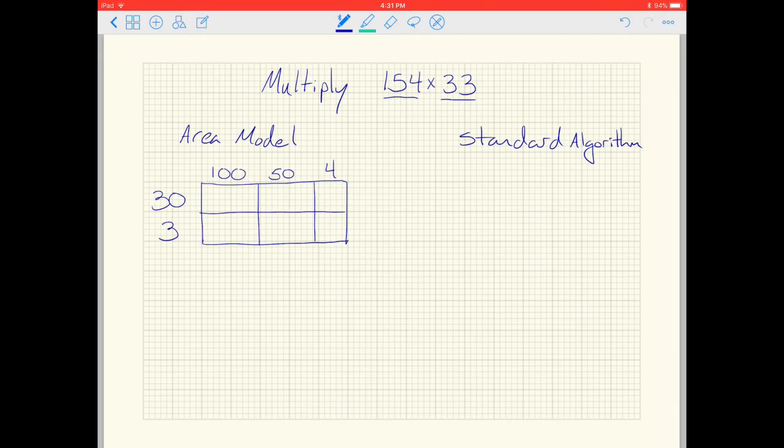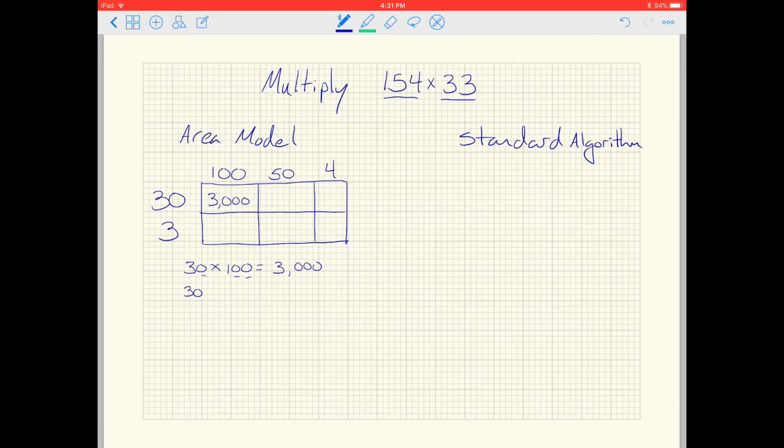And now I just need to fill in each of these boxes by multiplying the sides of my big array that I've built here. So 30 times 100, 3 times 1 is 3. I've got 3 zeros there, so I'll have 3,000 as my product. And I'll put 3,000 in that box.